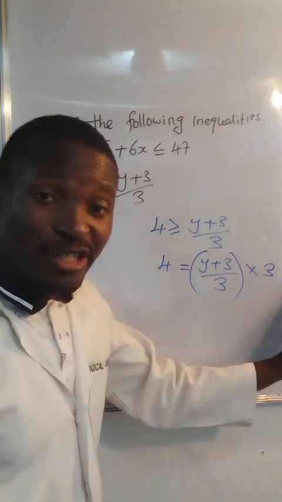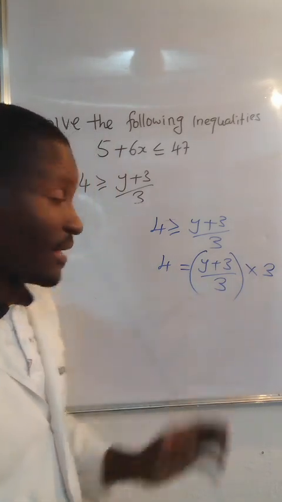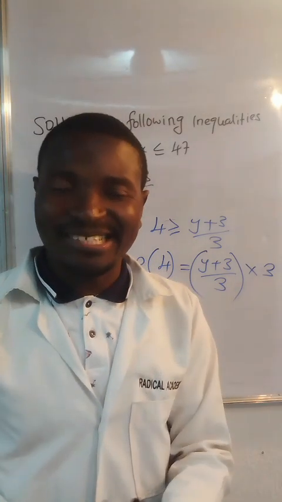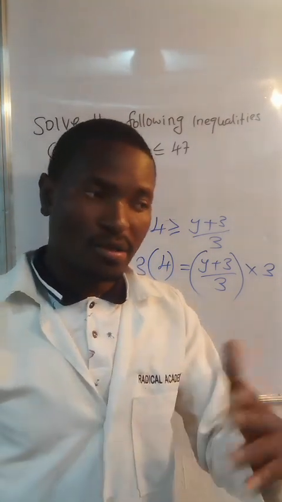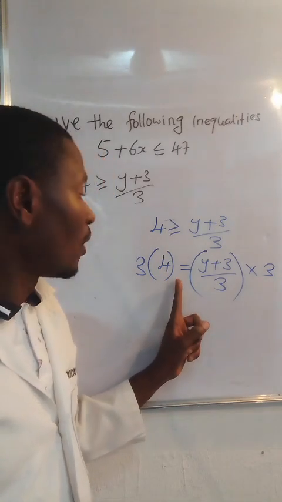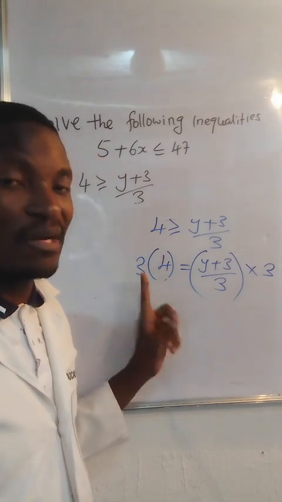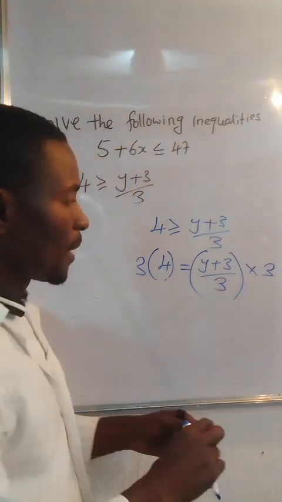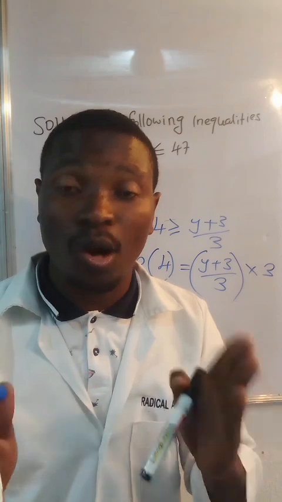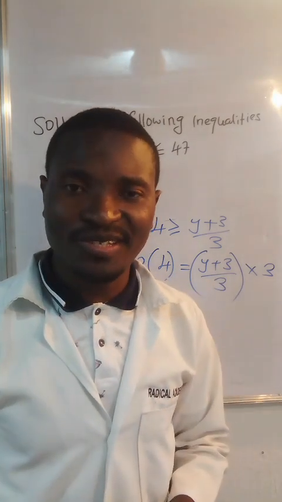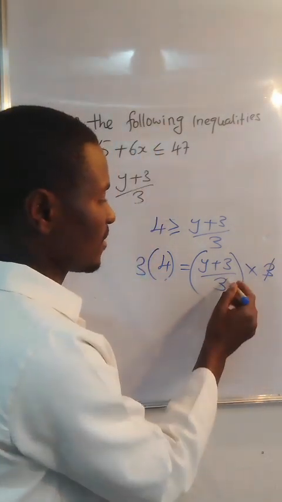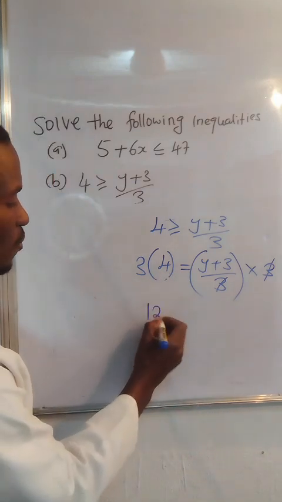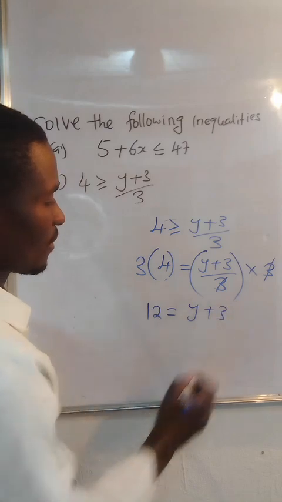Now what you do on this side, you also do on the other side. Remember, multiplication has no precedence, so you can start with this one and end with 4, or start with 4 and end with 3. Because multiplication is the inverse of division, we are just dividing, so this 3 and this 3 go out. And now 3 times 4 is 12 equals y plus 3.